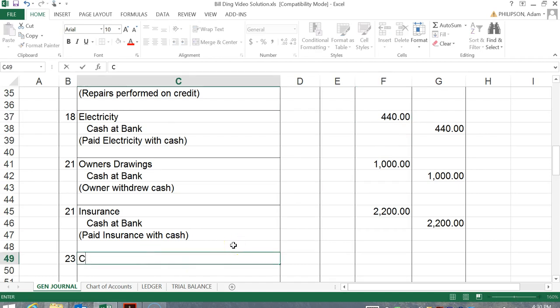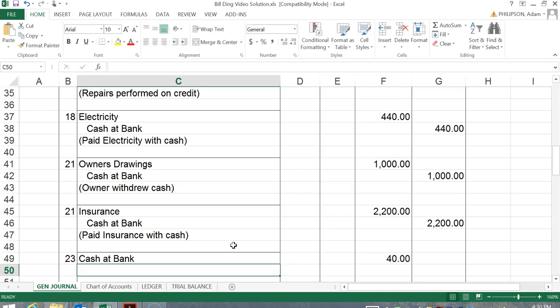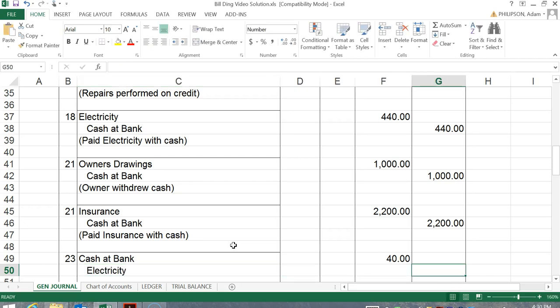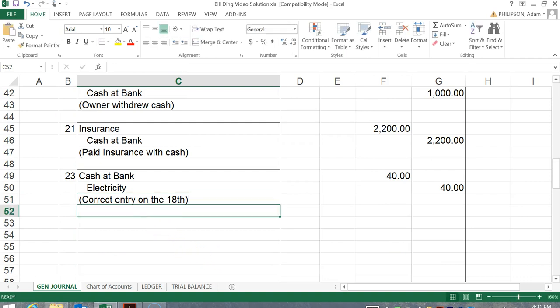So let's do that journal entry. Cash at bank, debit. Okay, we're going to put that $40 back into the bank account, and we're going to credit electricity. Electricity being an expense, which is normally a debit. By crediting it in this journal entry, we're going to take that $40 out of the electricity account. And so our narration will be correct entry on the 18th. Alright, and that's our last journal entry.